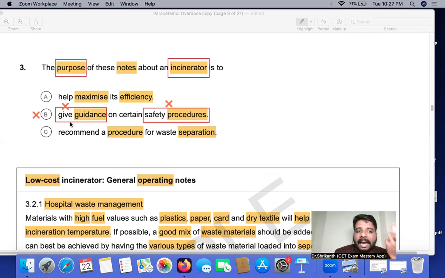Now, what is answer option C telling? Answer option C is telling us to recommend one procedure for waste separation. So regarding waste separation, there is just one procedure.